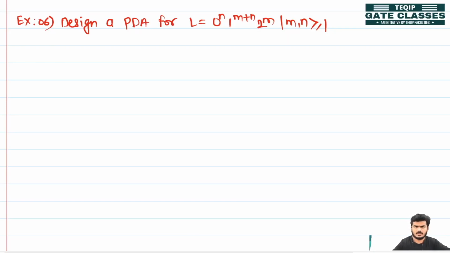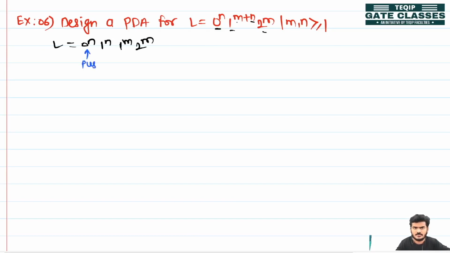So this language will be rewritten like this: 0 to the power n, 1 to the power n. So we have this n and this n, we have to compare, and finally this 1 with this 2. Okay, so 0 to the power n, then I will write 1 to the power n. Similarly 1 to the power m, and this is 2 to the power m. So for this, what we will do, we will push.